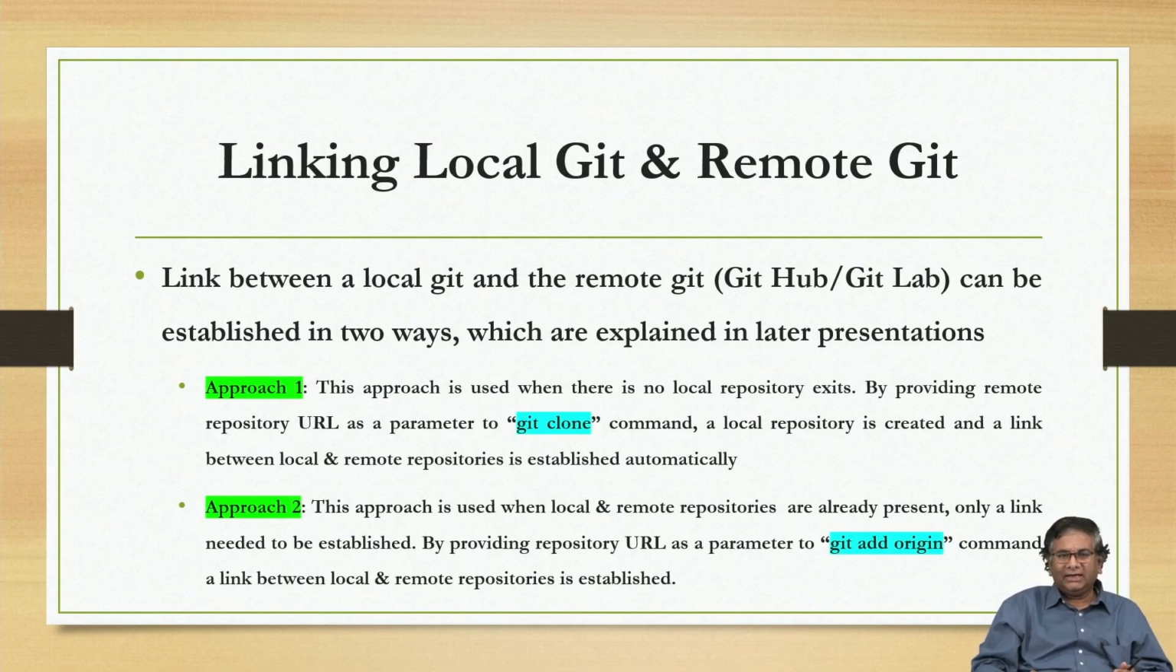To be honest, approach one is easier. Just one command, the git clone command, takes care of linking remote to local. Whereas approach two is not too complicated, but a couple of commands need to be executed, since you are connecting from local to remote, right? So these are the two approaches.